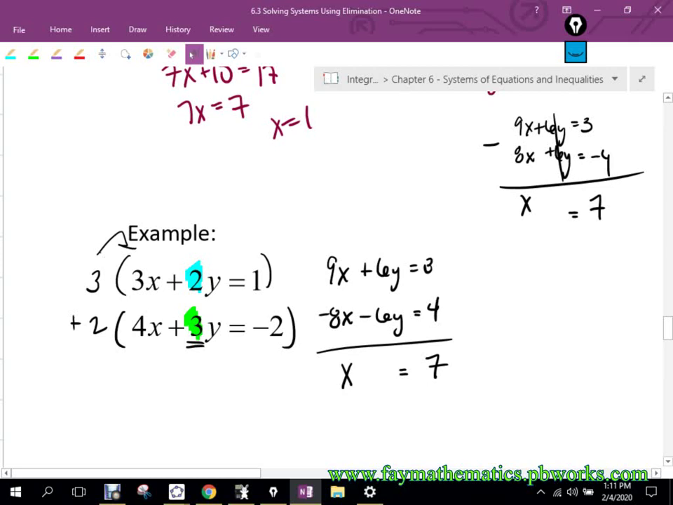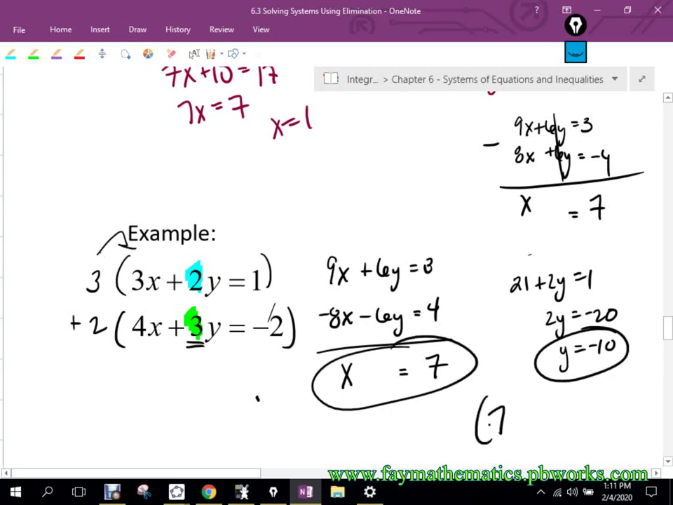So now if I've got x equals 7, can I plug that back in? I'm going to plug it back into the first one, so I get 3 times 7 will be 21, plus 2y equals 1. So 2y would be negative 20, and y would be negative 10, right? So 7, negative 10 is my answer. Is that all right?